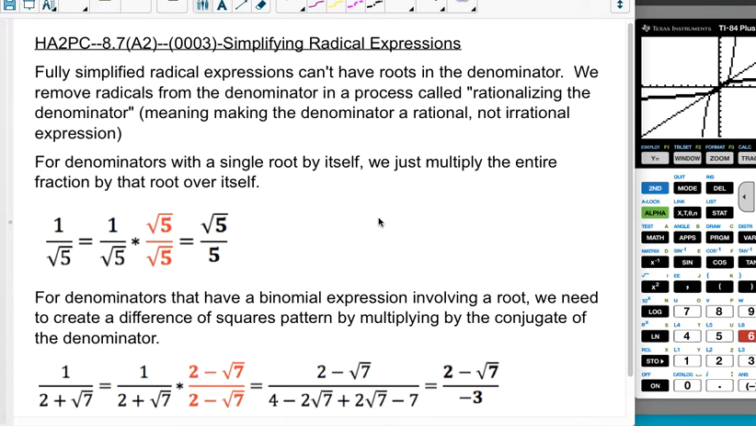All right, this is Honors Algebra 2 Pre-Calculus. We're doing 8.7 in Algebra 2, which is simplifying radical expressions, and this is our last video in this section. So fully simplified radical expressions can't have roots in the denominator.